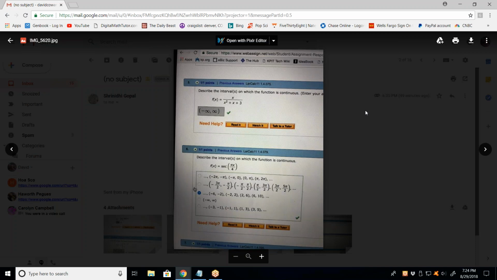Yeah, so I didn't know how to do number 6. Not number 5, but number 6. Number 6, okay. Again, let's draw the secant function.